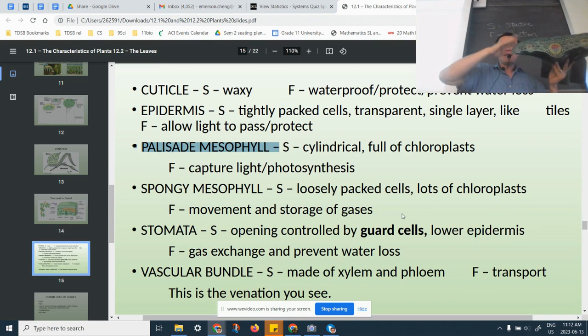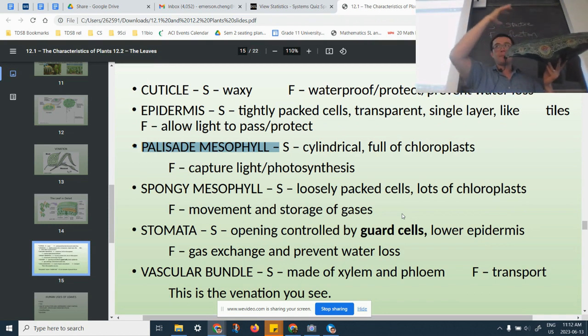So that explains a lot of things about the top part of the leaf. Getting a lot of photosynthesis done and preventing water loss. Now, we're going to start looking from the bottom of the leaves.